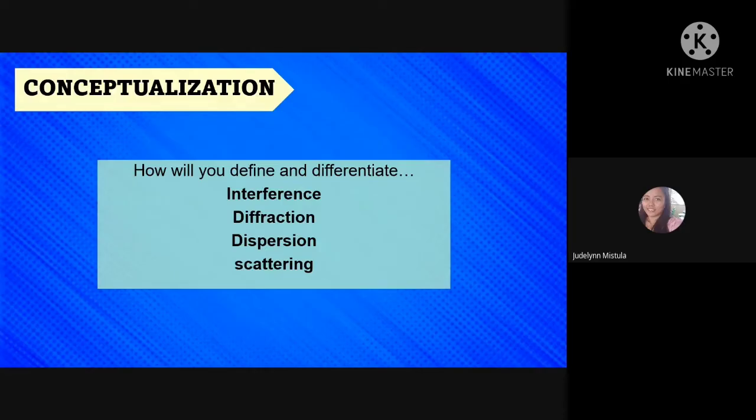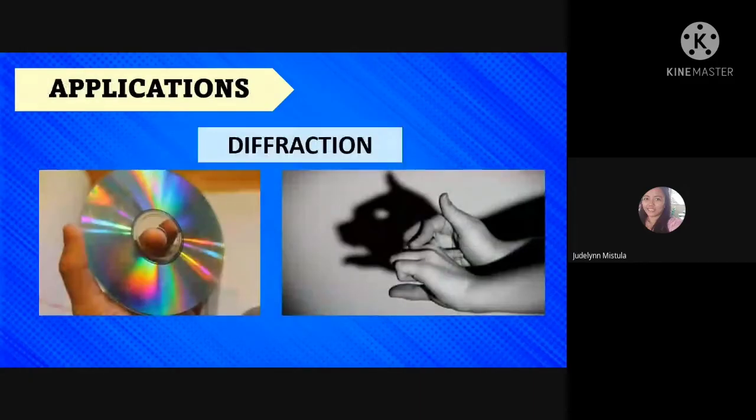After our discussion with interference, diffraction, dispersion, and scattering, let us now go over the different applications of these terms. First off is diffraction. Do you notice the different colors in a CD or DVD? We also have the shadow. These two pictures could be explained by the diffraction of light.